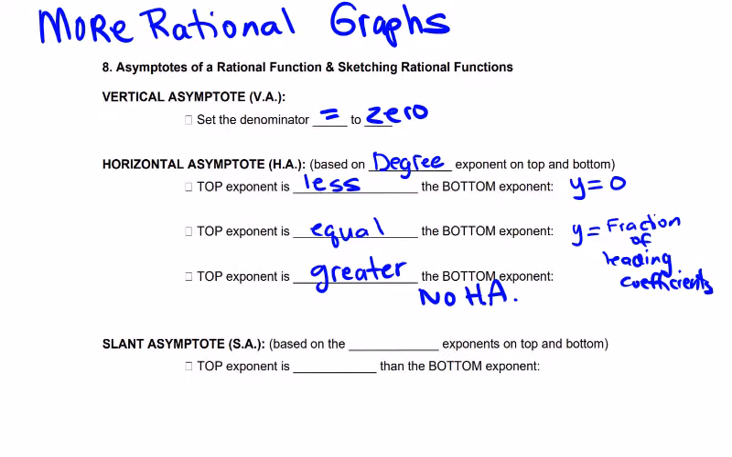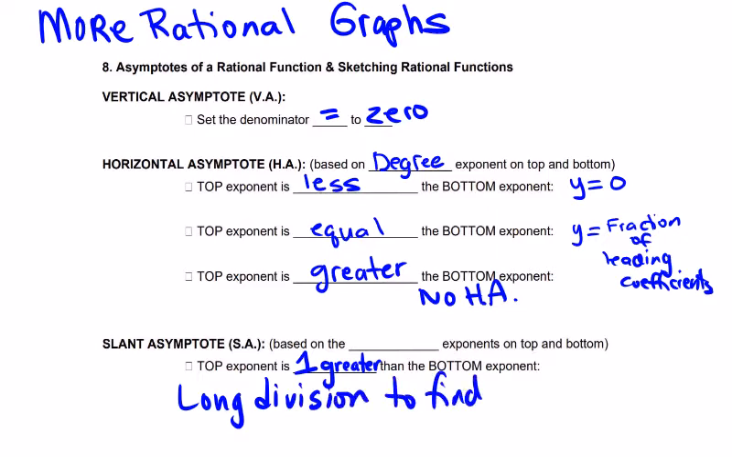However, when the top exponent is greater than the bottom exponent, if the top exponent is 1 greater than the bottom exponent, then what that means is that we are going to use long division to find the slant asymptote. Okay. So now let's do some examples.